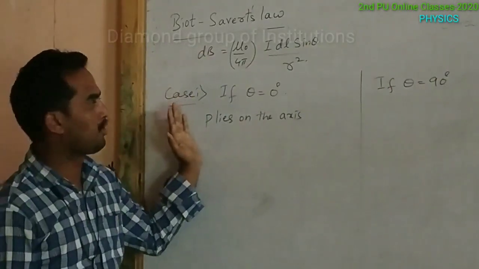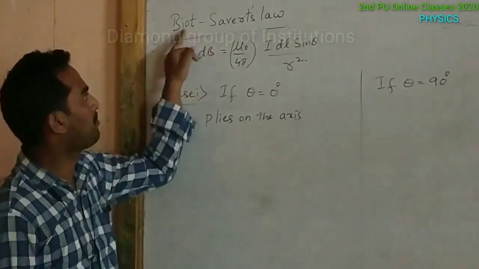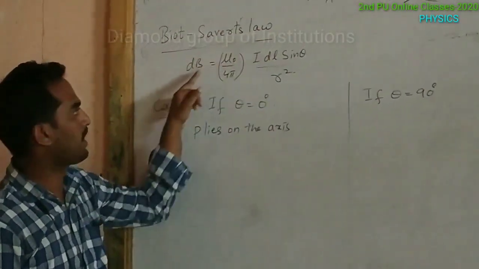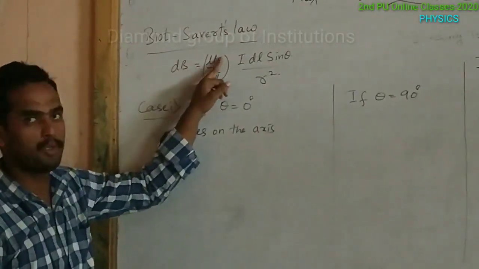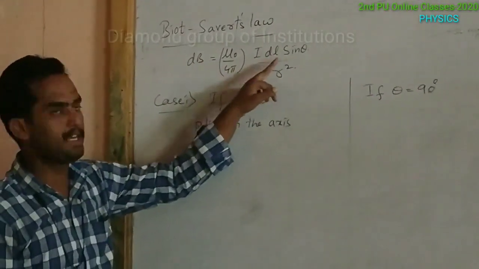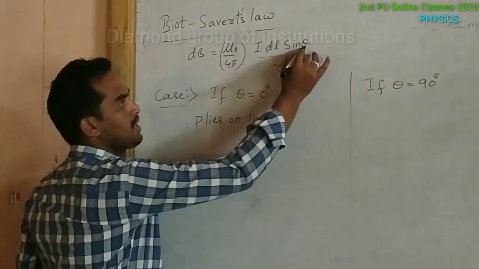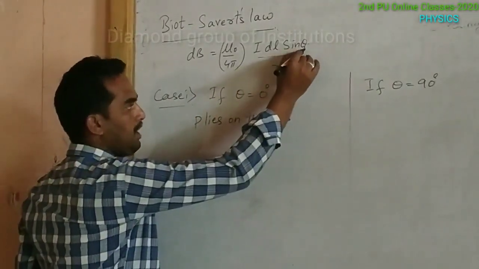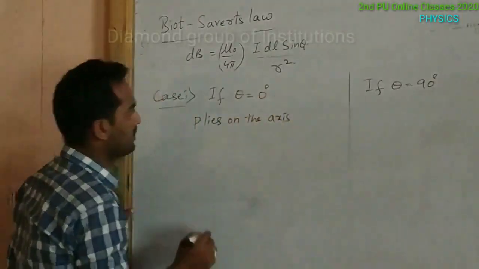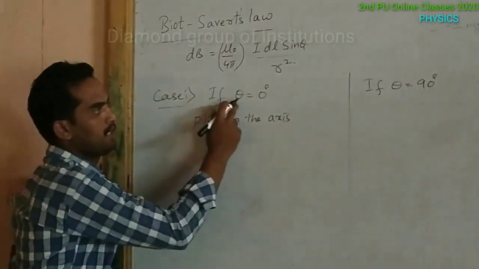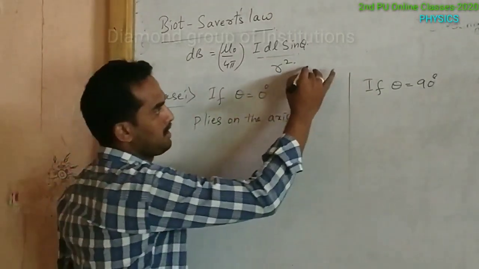Now we are going to discuss special cases on Biot-Savart's law. So what is the final expression? dB equal to mu naught by 4 pi into I dl sin theta by r squared. So here theta is the angle. So based on the angle we are going to discuss the special cases. Case 1, if theta equal to 0. So see the diagram like this.